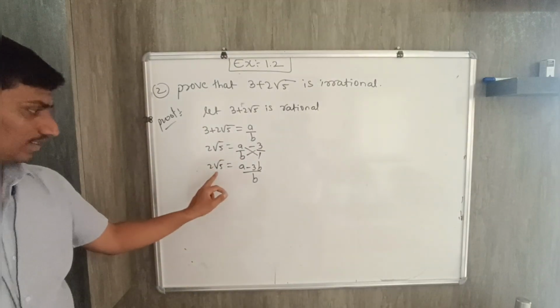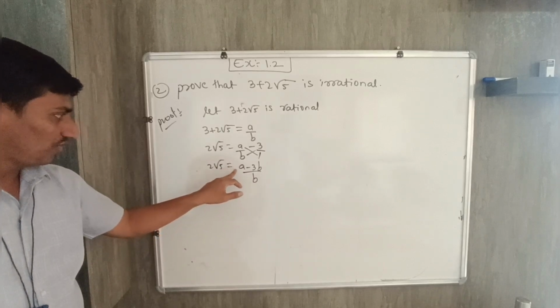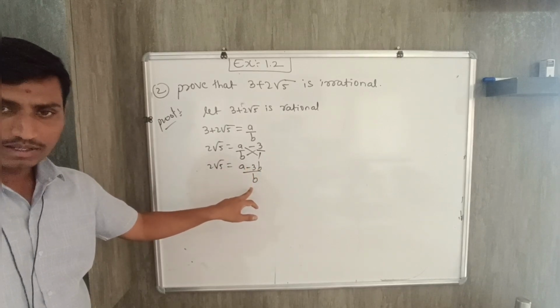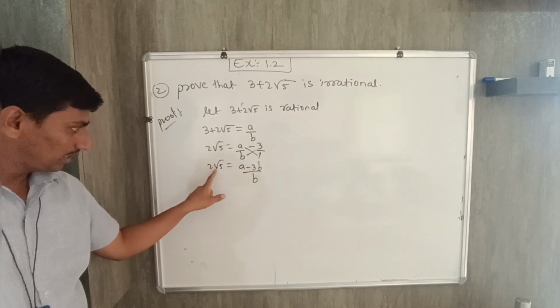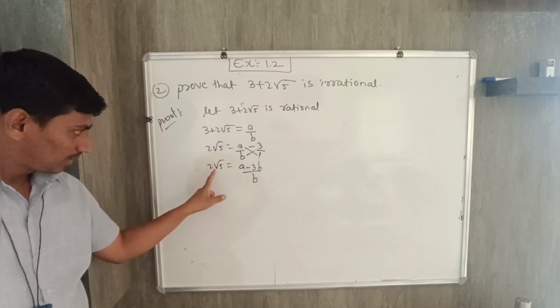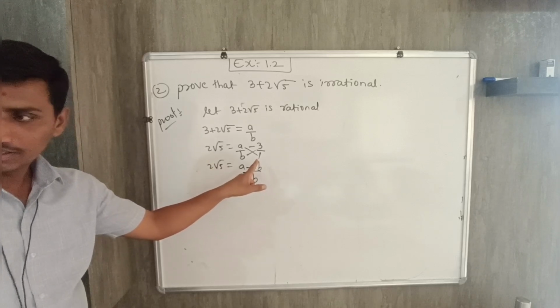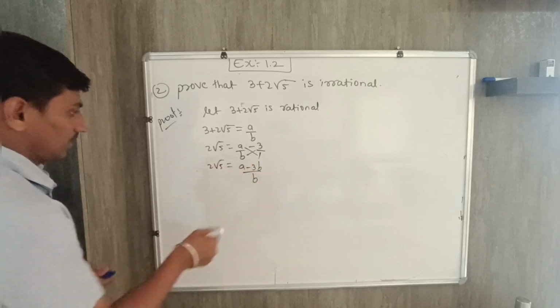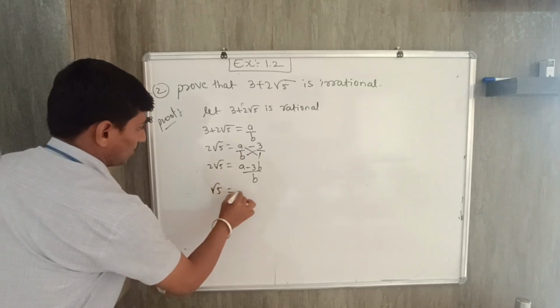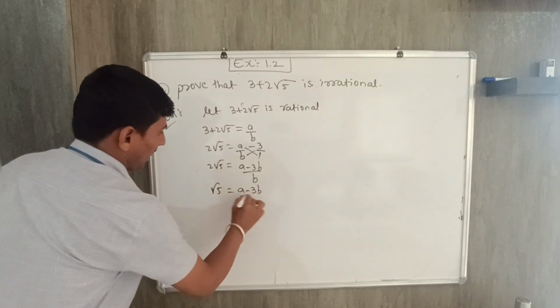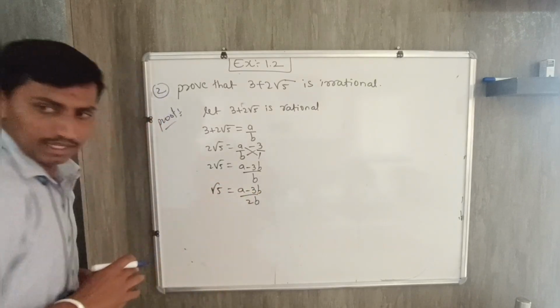Okay, see here. 2 root 5 equal to (A minus 3B) by B. The 2 is in the middle, which is multiplication, so when 2 goes to the other side it means divide. So 2 root 5 equal to (A minus 3B) by 2B.